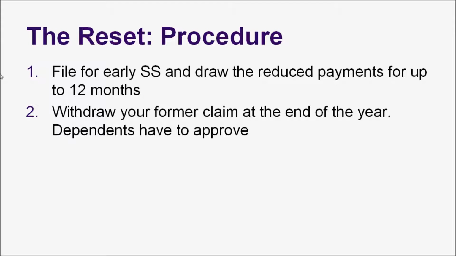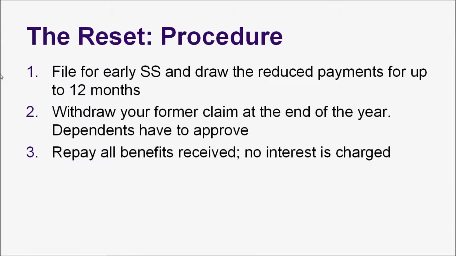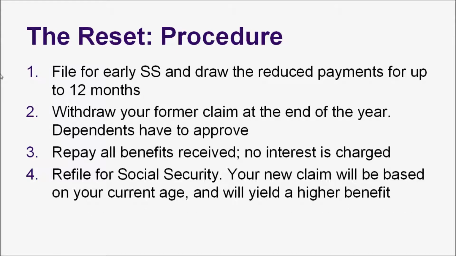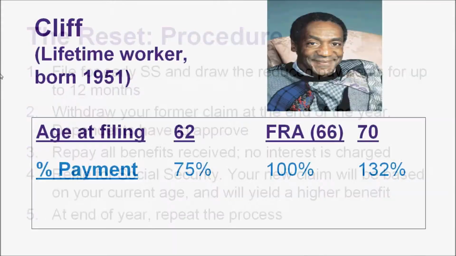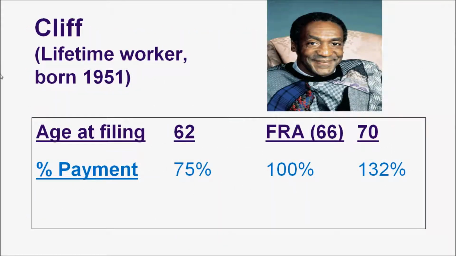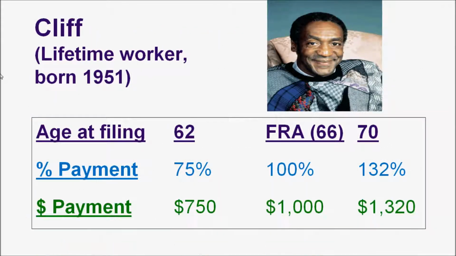Okay, what's the procedure for the reset? You file early, you draw the reduced payment for 12 months, and then you withdraw your claim at the end of the year. That's it. Okay, and of course, as we said, you have to repay all the benefits received, and they don't charge you an interest, so it's a really good deal. Again, the following year, you refile for Social Security, and you start the process all over again. And that's how the reset works.